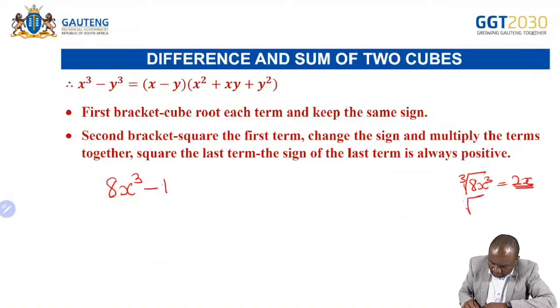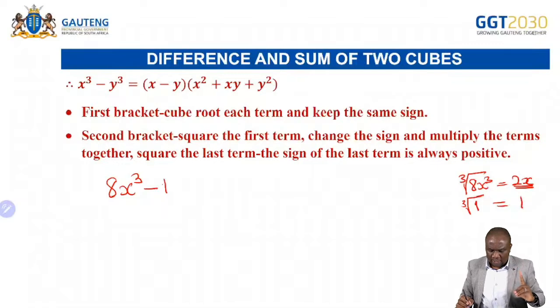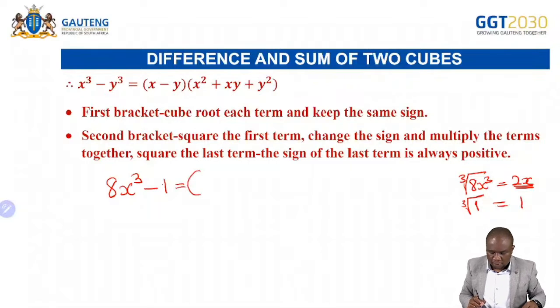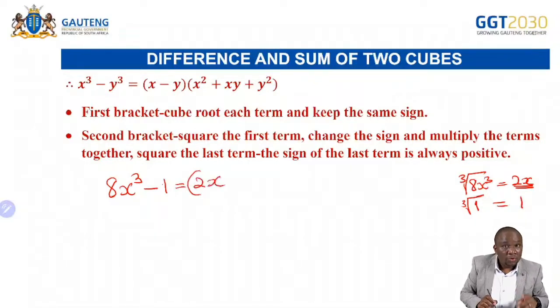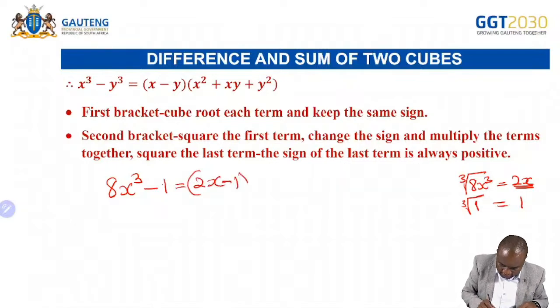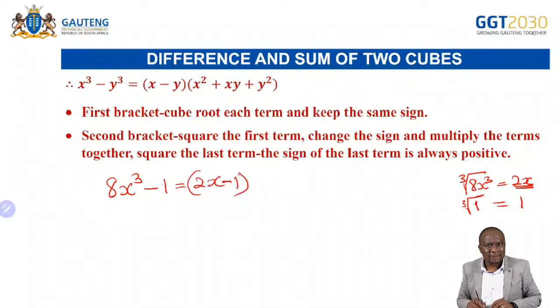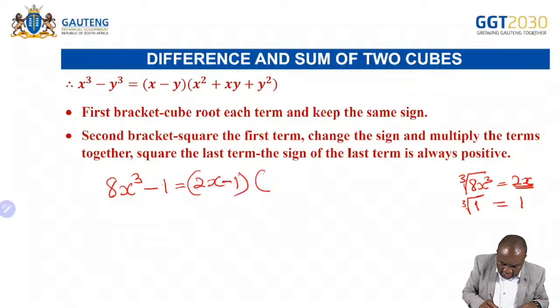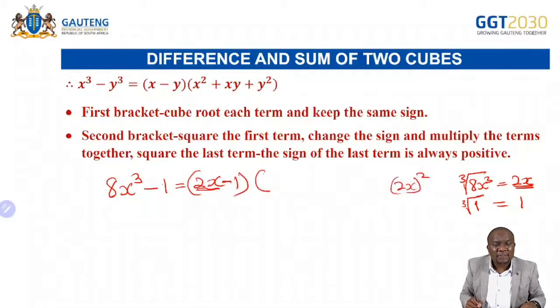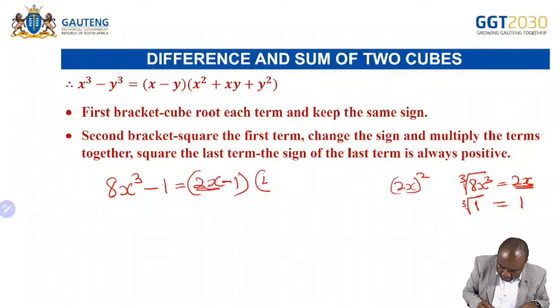What is the cube root of 1? Cube root of 1 is equal to 1. You see that? So let's have our first bracket. In the first bracket, we're going to put the cube root of 8x cubed, which is 2x. We keep the sign, which is minus, and then put the cube root of 1, which is 1. Done with the first bracket. You see that? And then second bracket, we square 2x. So it becomes 2x squared. What is 2x squared? 2 squared is 4, x squared is x squared. So this is 4x squared.